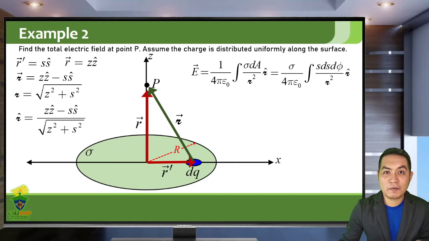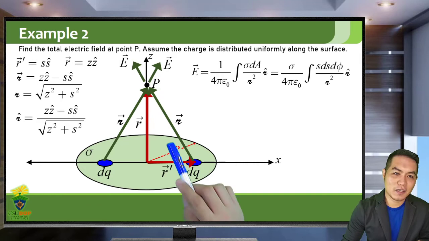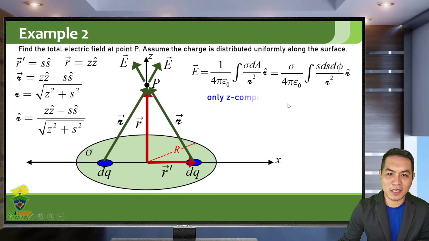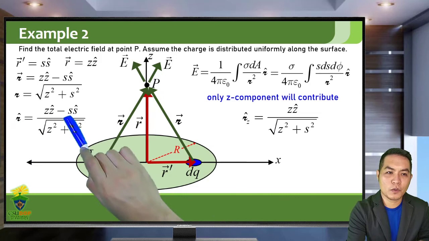Now, similar to the previous example, you can invoke symmetry. Because of symmetry, there will be another dq in which the S components of the electric fields will cancel each other out. So the S component of this one and the S component of this electric field will cancel each other out, and only the Z component will remain. So you can invoke symmetry that only the Z component will contribute to the final total electric field, so that instead of using R hat, we can just use the Z component of R hat. So we no longer include the s hat component.